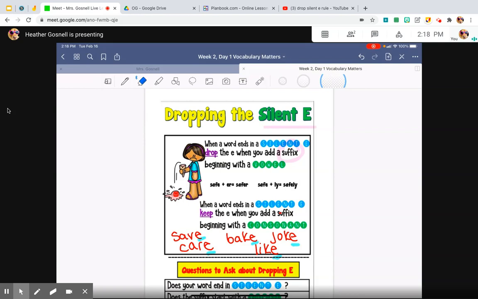Now, we are learning this week that when we want to add suffixes to these kind of words, to these words with silent E endings, we need to be aware of whether or not we are adding a vowel suffix or we are adding a consonant suffix.